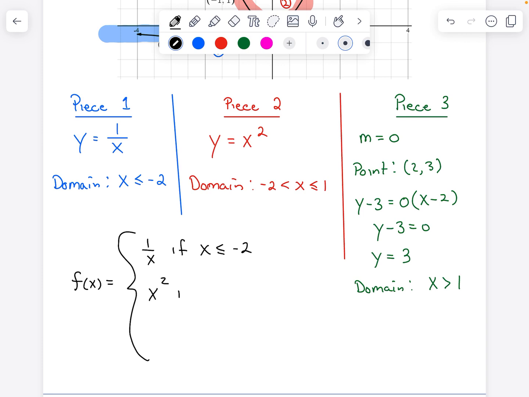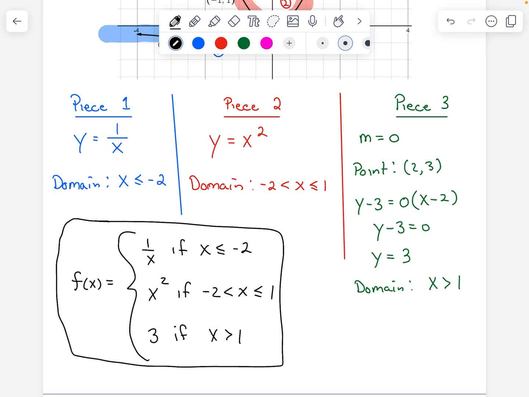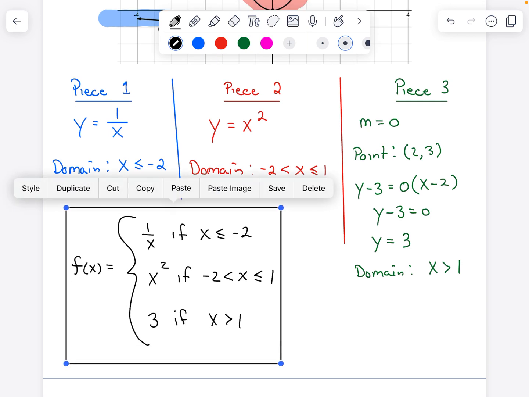f of x is equal to x squared if negative 2 is less than x, which is less than or equal to 1. And f of x is equal to 3 if x is strictly greater than 1. And we are done.